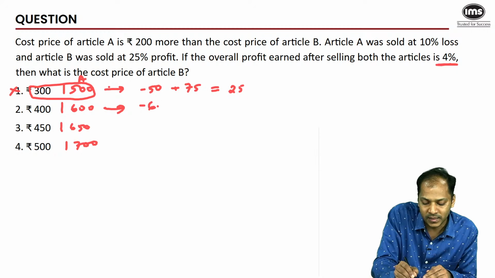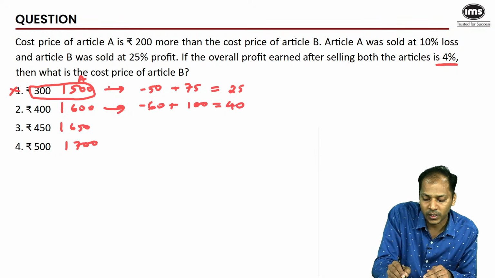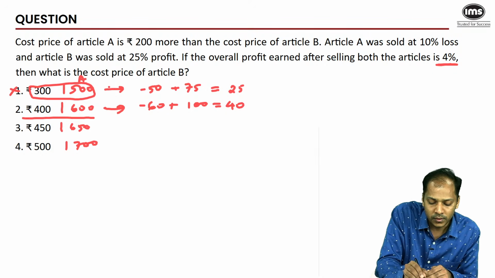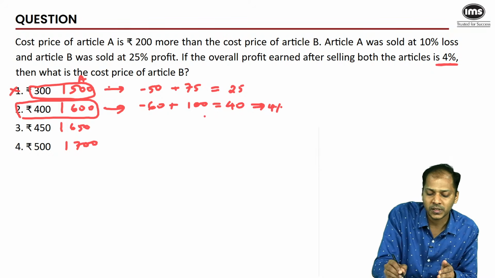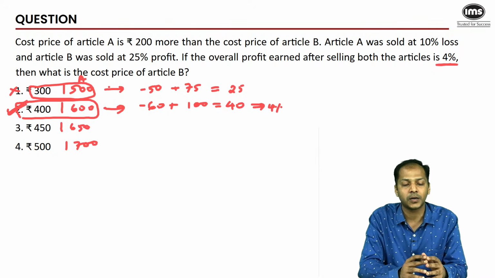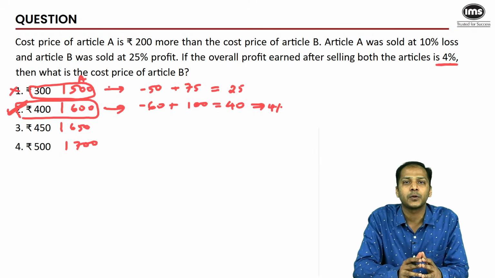Here it would have been minus 60 plus 100. It's a net 40 profit on a base of 1000. Clearly, this is 4% profit. The answer is option 2, that is rupees 400.